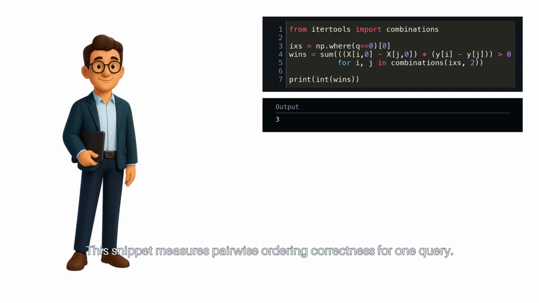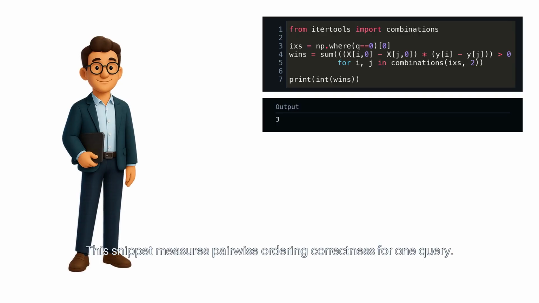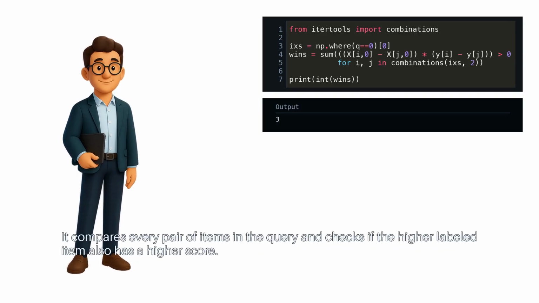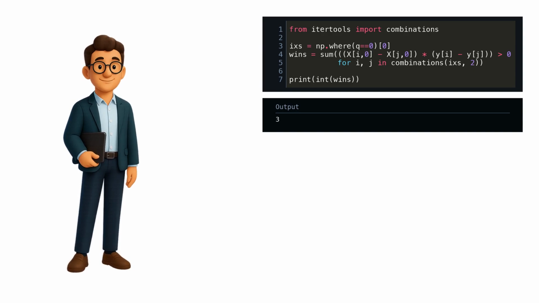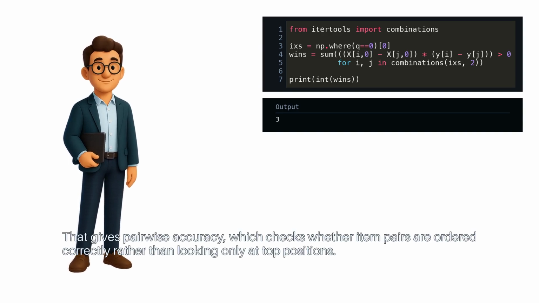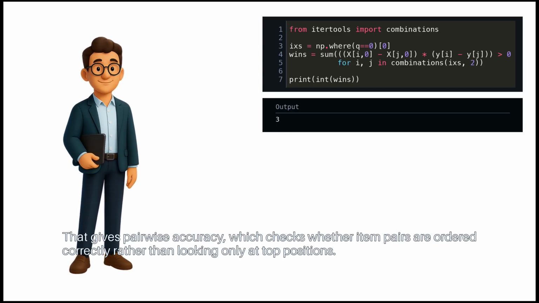Next, we measure pairwise ordering for a sample query. This snippet measures pairwise ordering correctness for one query. It compares every pair of items in the query and checks if the higher labeled item also has a higher score. That gives pairwise accuracy, which checks whether item pairs are ordered correctly rather than looking only at top positions.